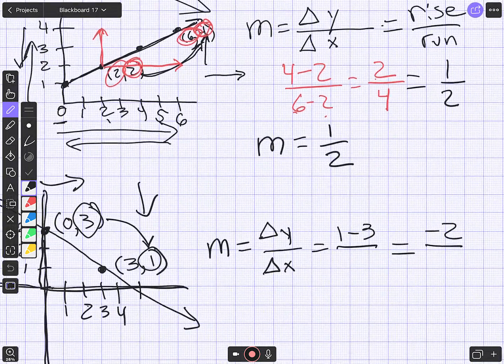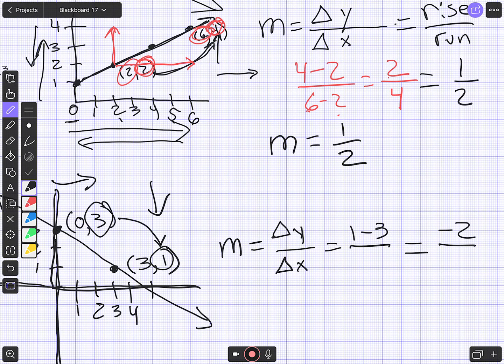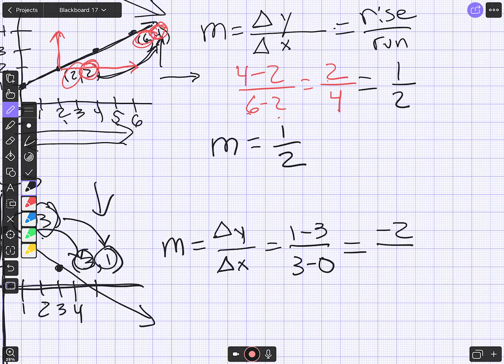Let's see what happens at the same time. What's our change in x? We went from 0 to 3, and again we take the second number and go 3 minus 0, which is 3. So now we have negative 2 over 3. That is our slope. m equals negative 2 over 3.